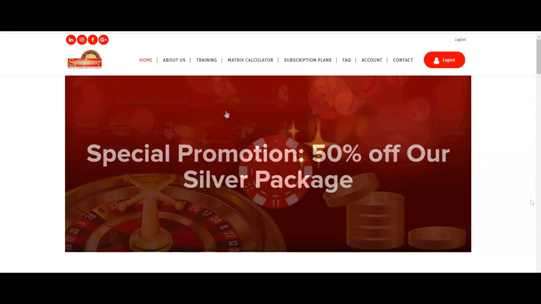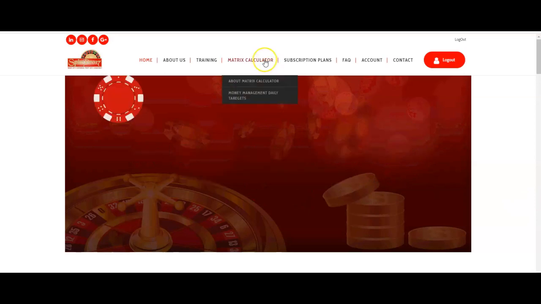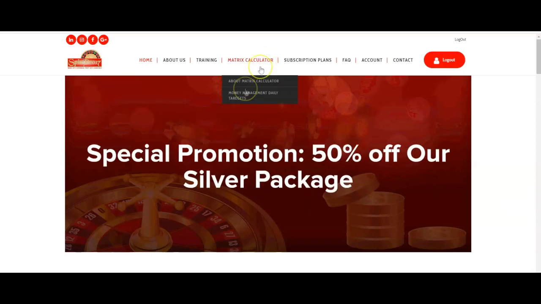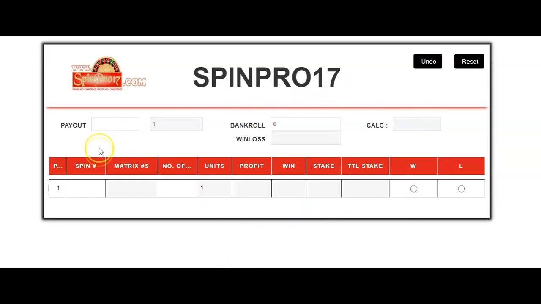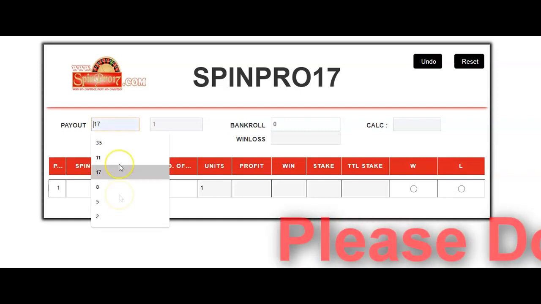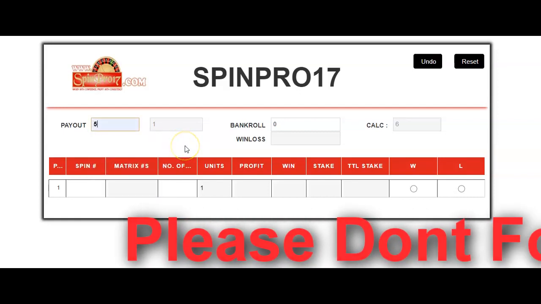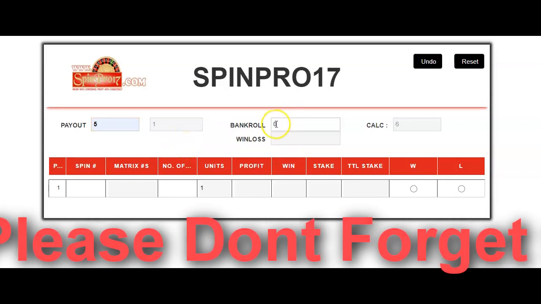First, we're going to show you the one ingredient you need, which is obviously part of the SpinPro calculator, the matrix sequence numbers. Now, what you're going to do, and we're going to show you where we're going to spread these bets out, is you're going to use payouts of 5 to 1. That's what you are going to do. You're going to use 5 to 1 payouts. You're going to put in a bankroll.